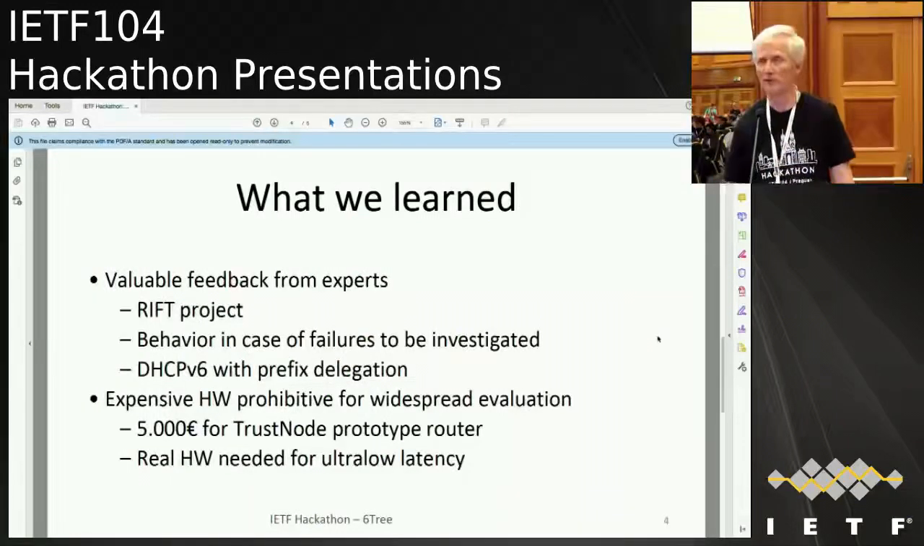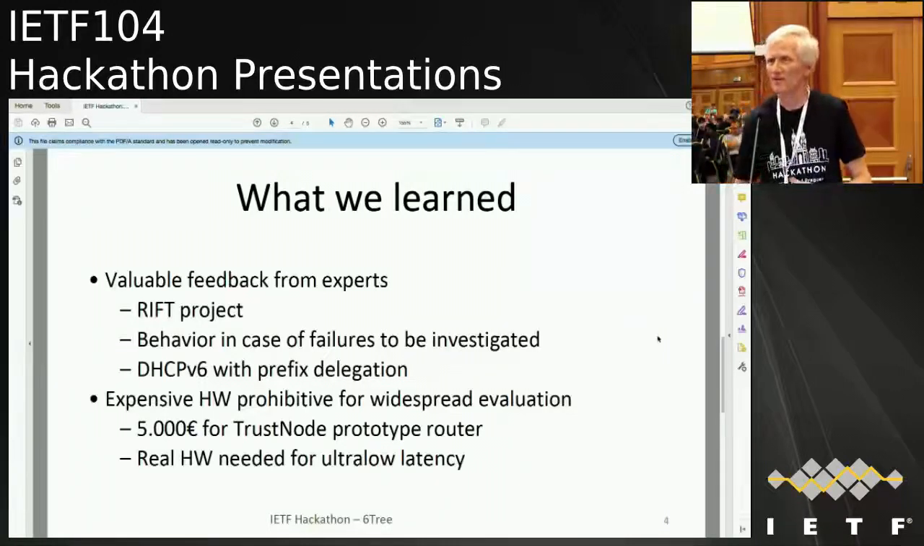We got valuable feedback thanks to the experts, from Tony, from David and Alistair, on things to be considered. There is some, let's say, similarity with the Rift project. We had a long discussion, and we got the feedback to investigate behavior in case of failure, for example. What we also noticed: we are of course open to share the source code, but it doesn't help because the hardware is so expensive. So we have to think about that.